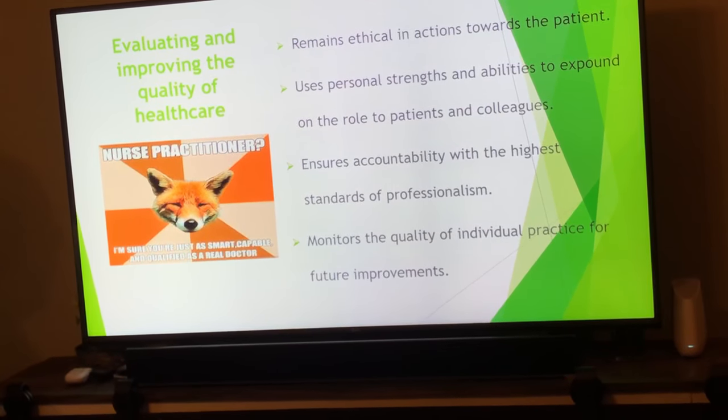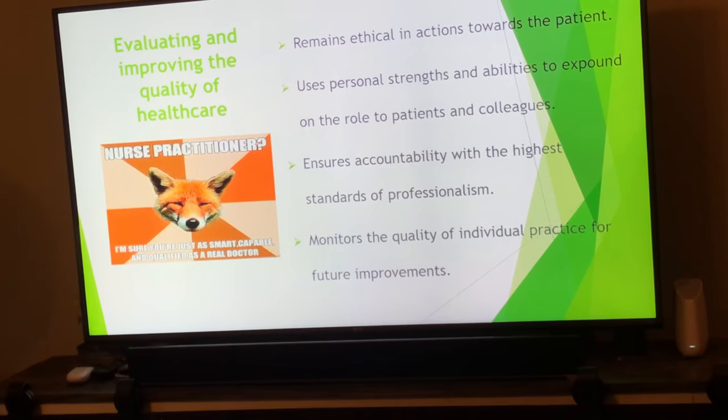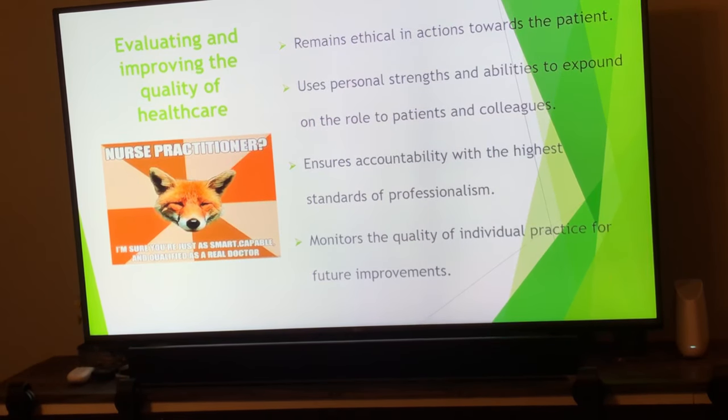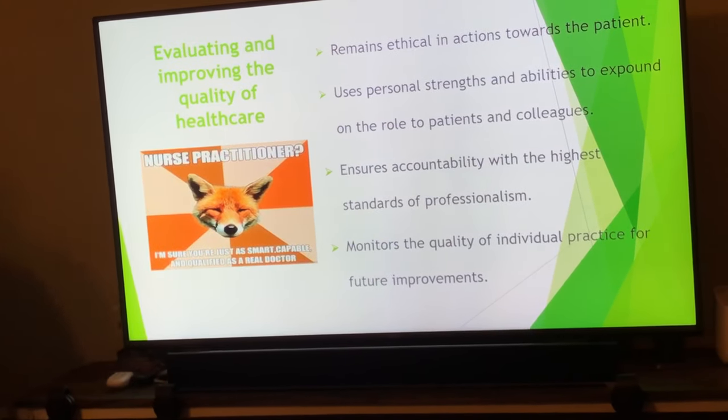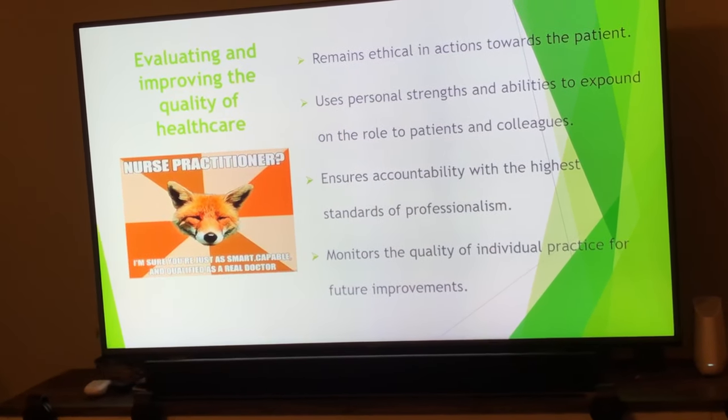Monitor the quality of individual practice for future improvements. Nurse practitioner, I'm sure you're just as smart, capable, and qualified as a real doctor. And that's sometimes true.